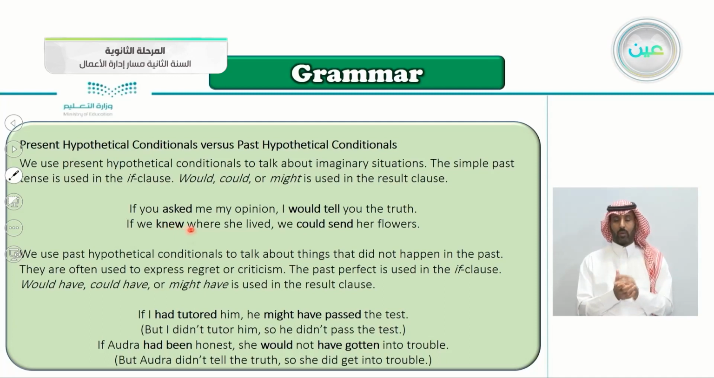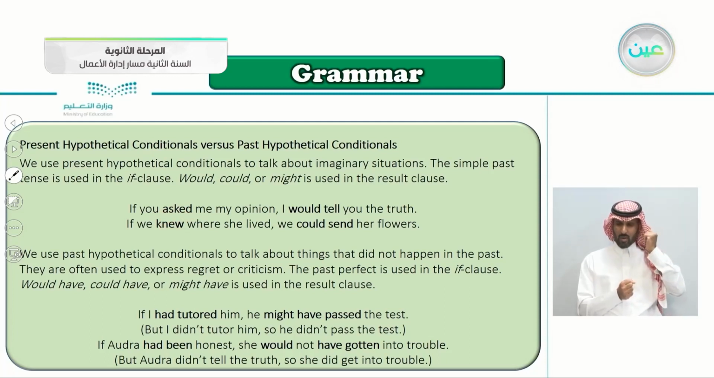If we knew where she lived, we could send her flowers. If we knew, notice here the past tense, where she lived, we could send her flowers. Notice that both these situations are imaginary, hypothetical, and both of them are in the present, even though we used the past tense in the if clause.